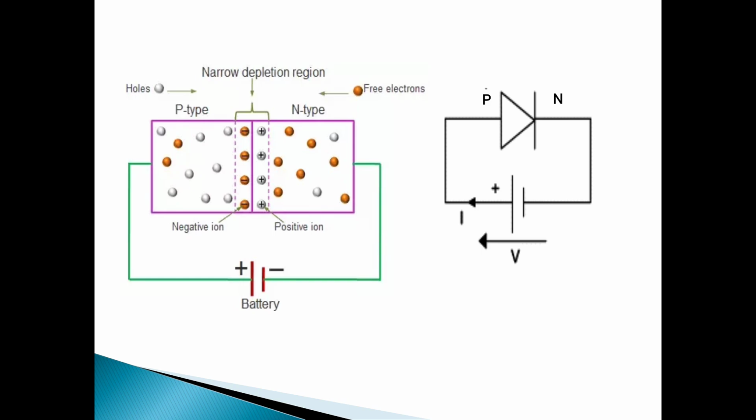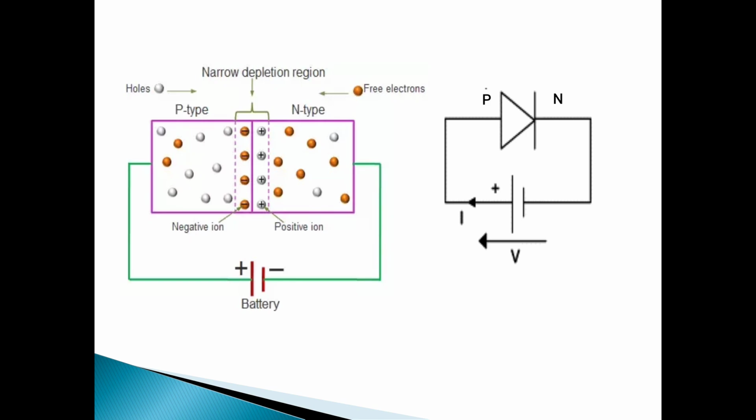from N to P. Due to the movement of carriers across the depletion region and across the potential barrier, the width of the depletion region decreases as well as the potential barrier also decreases, due to which a current starts flowing across the PN junction diode.